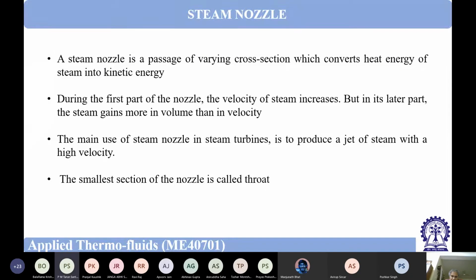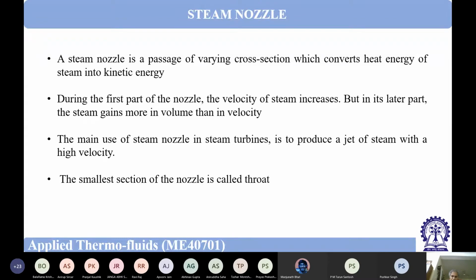Subsonic and supersonic. Yeah. See, if we want the flow at the exit end of the nozzle to be either subsonic or just sonic, then we use a convergent nozzle. If we require more velocity, larger compared to the sonic velocity, that means supersonic velocity, then we have to use a convergent divergent nozzle.